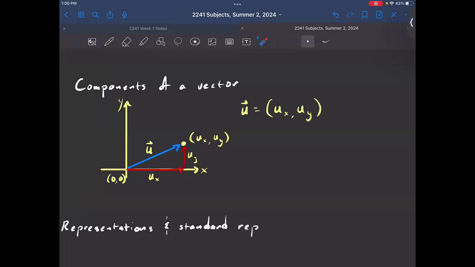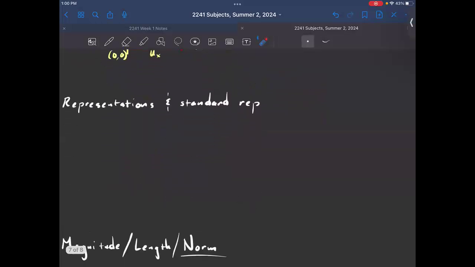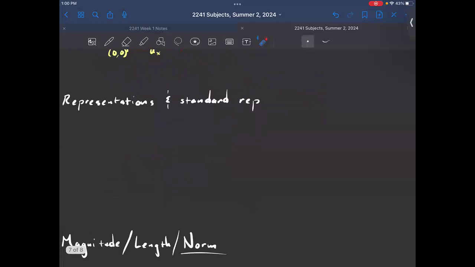Because again, remember, vectors can start and end anywhere in space. We can move them around and they're still the same vector, but the coordinates of the start and end might be different. So really what we're caring about here is the difference between the start and end coordinates. That's what makes something a vector. And these things right here are our components. All right, so representations and standard representations, or sorry, representatives.